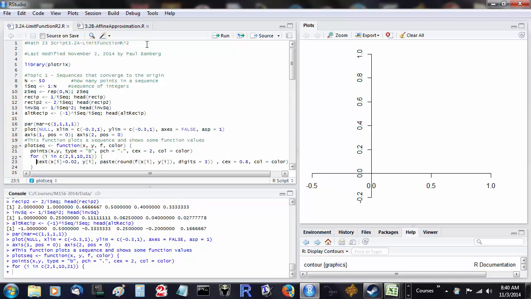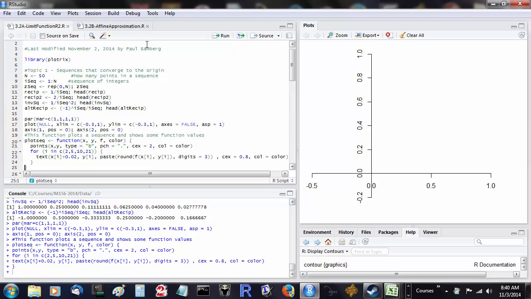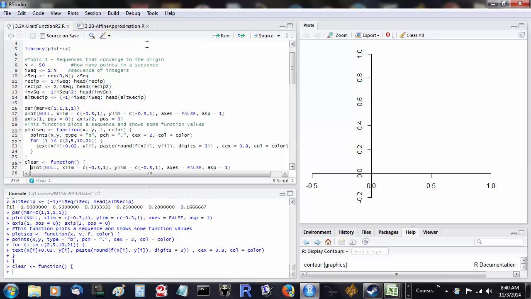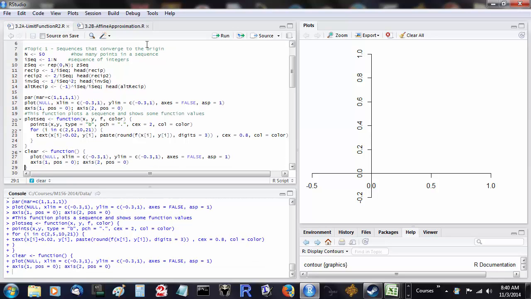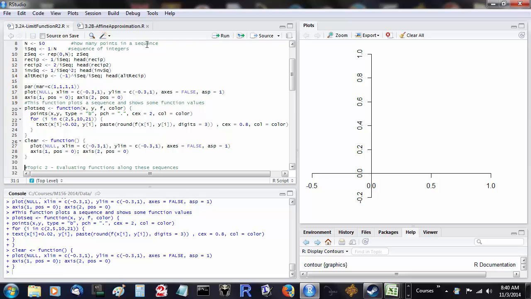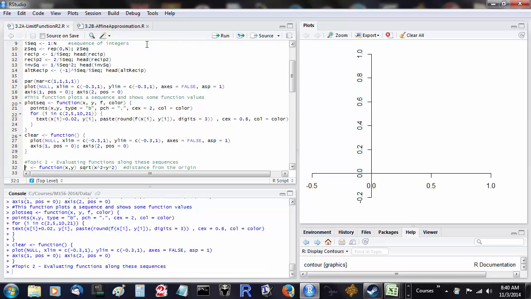Here is something that, for selected values in the sequence, 2, 5, 10, and 21, prints some text showing the value of the function rounded off to 3 digits. Here's a function to clear the screen so I can get rid of old plots. And now we're in business.